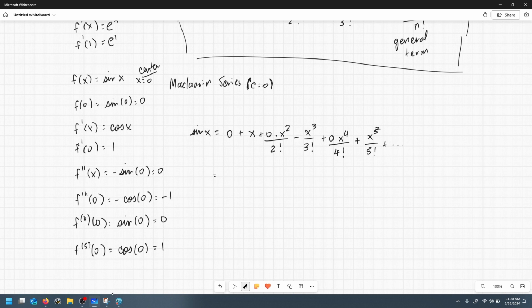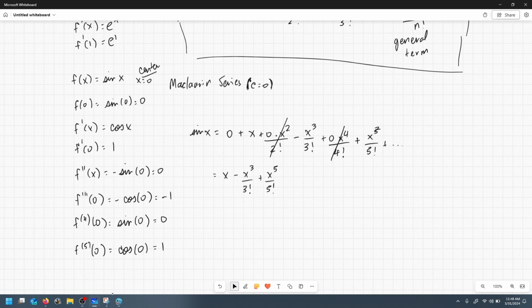Let's go back and simplify this. 0 is 0, so you have x. Now notice that your term with the second derivative here is 0, and that just makes the whole thing 0 and it goes away. So the next one is minus x cubed over 3 factorial. Your fourth degree term is 0, so that goes away. And so then you're going to get plus x to the fifth over 5 factorial.